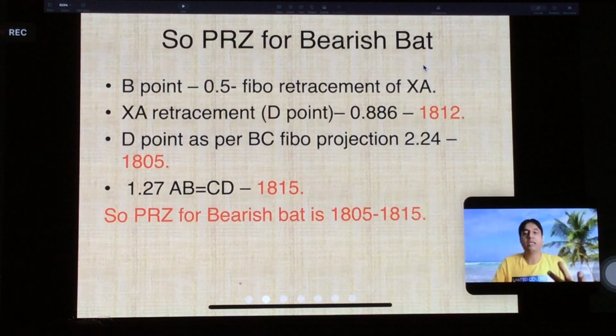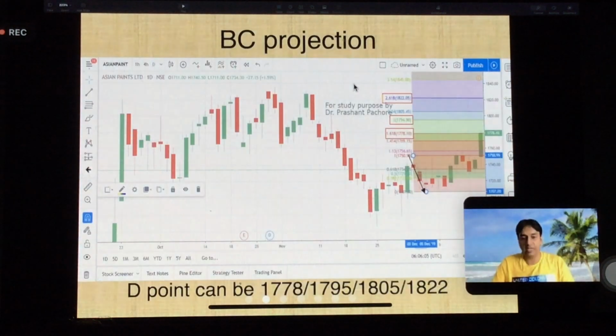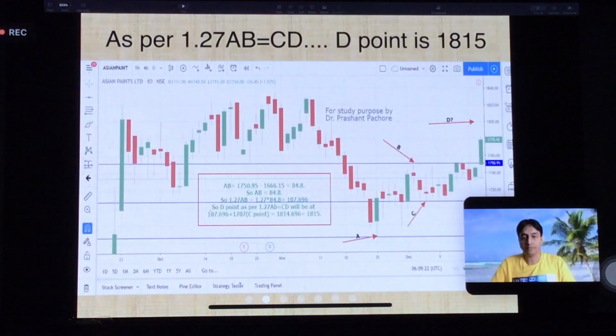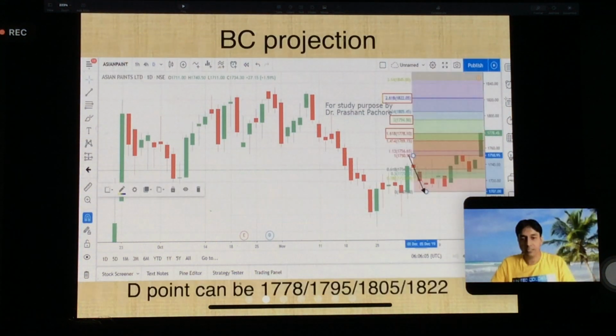So if we are trading only harmonics, then we should enter short because this is bearish. We should enter at 1805, the first PRZ level that price will be hitting. And stop loss will again be the next Fibo projection of BC. Where was the BC projection?